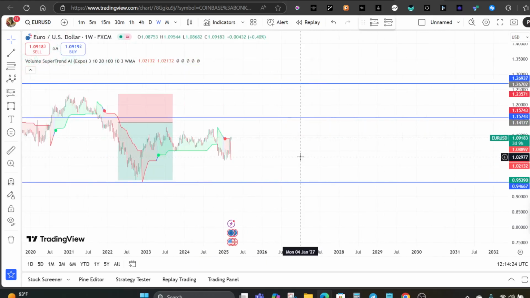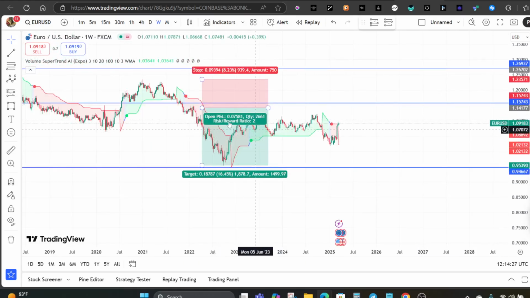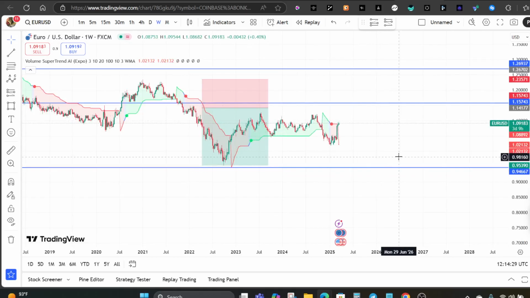Okay, so basically what I'm talking about is use good risk to reward ratios even when you are entering your trade. Okay, use good risk to reward ratios. And then this indicator can also serve as a dynamic trailing stop loss. One of the best features of Volume SuperTrend AI is that it adjusts with both price and volume.